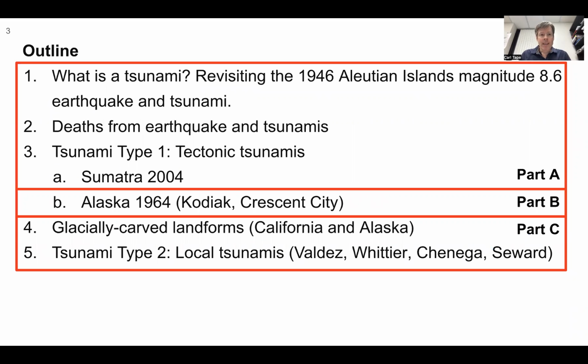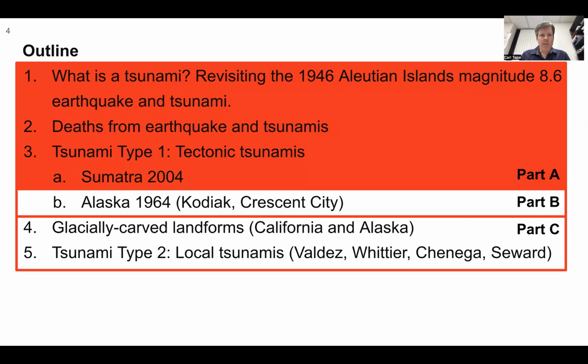This talk is in three parts, shown in the outline here, part A, B, and C. And this video will cover part A: What is a tsunami? Deaths from earthquakes and tsunamis, and the first type of tsunami, tectonic tsunamis, featuring the Sumatra 2004 earthquake.